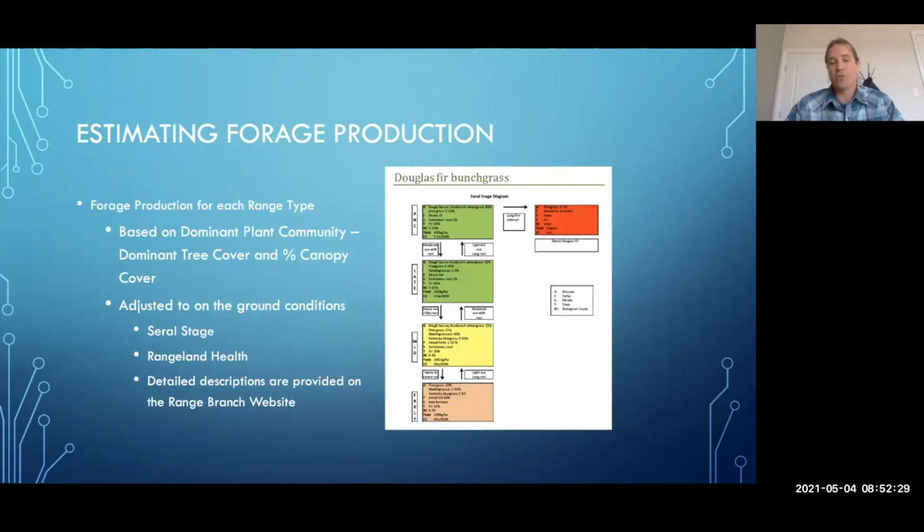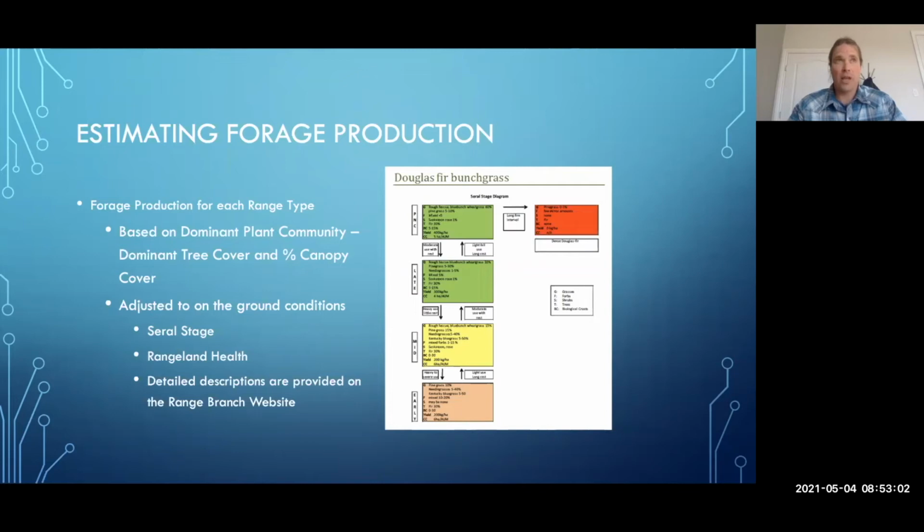There are other resources available for doing this. There are detailed descriptions and estimates of forage production on the Range Branch website. They're based on dominant plant community, so dominant tree cover and percentage canopy cover. And there are descriptions as to what those plant communities are on the Range Branch website. So some of this information can be gathered using that resource.